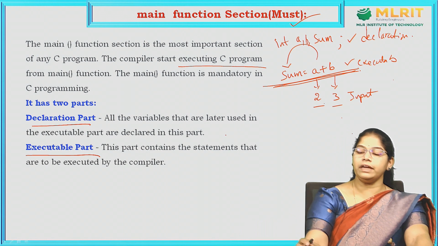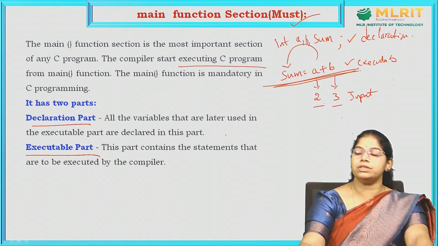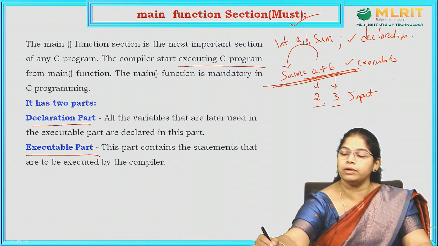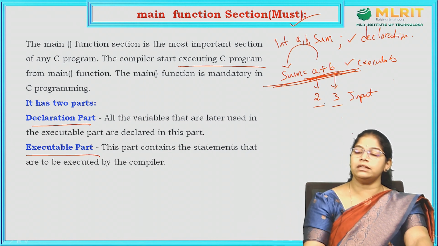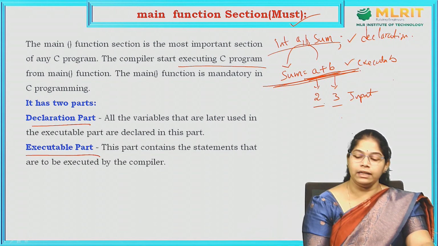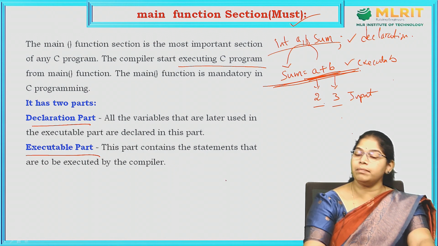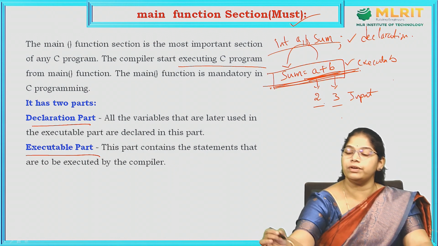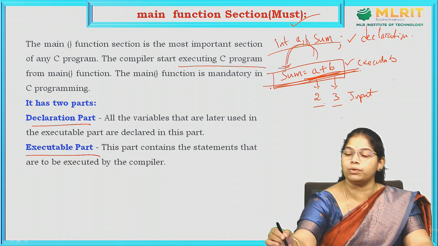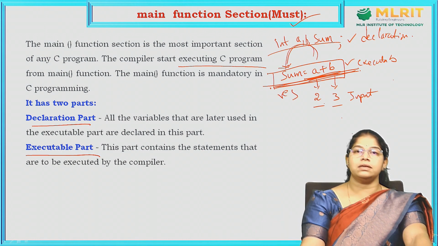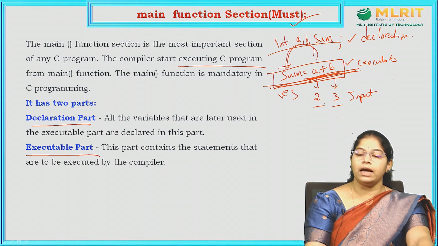All the variables that are later used in the executable part, I am declaring here. So this comes under the declaration part, and then the executable part contains the statements that are to be executed by the compiler. This statement is executed by the compiler and the result is stored in the variable sum. The program execution starts from the main section, which is a mandatory section.